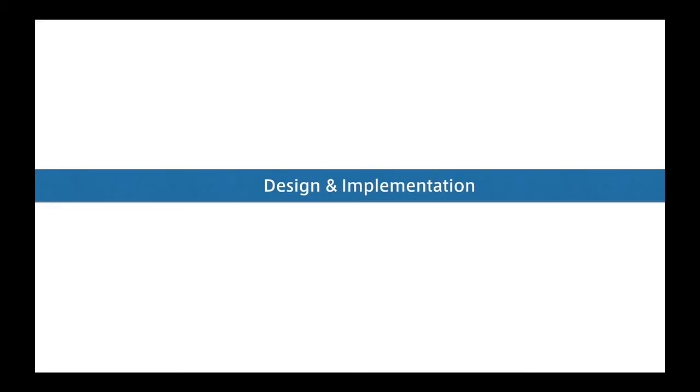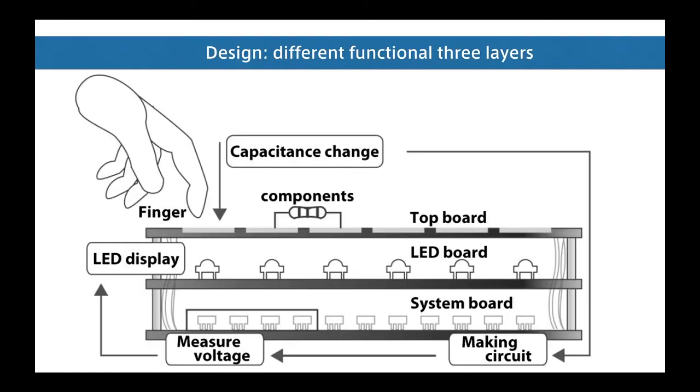So I'll talk about design and implementation. The design is separated into four systems and three physical boards. One is detecting the finger, the second is making the circuit, the third is measuring the voltage, and the fourth is the LED display. These are located in the top board, LED board, and system board. On the top board we can insert electrical components and also detect the finger.